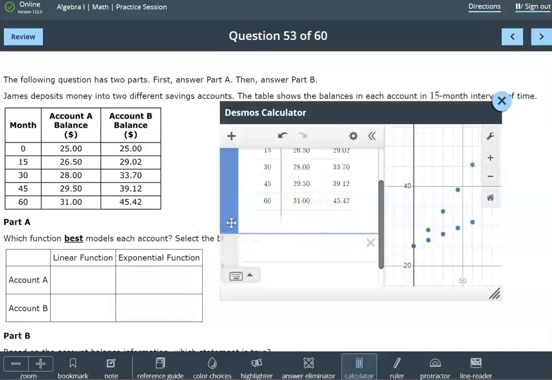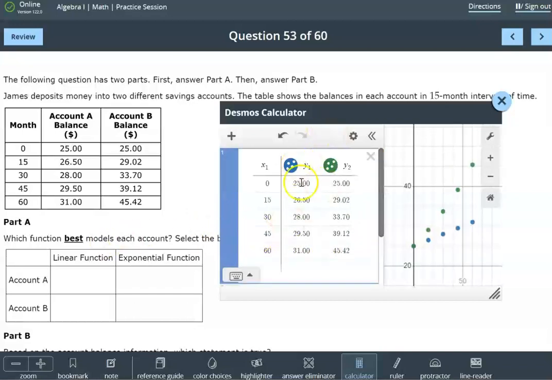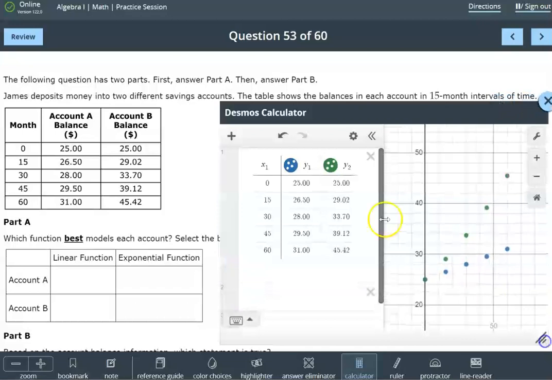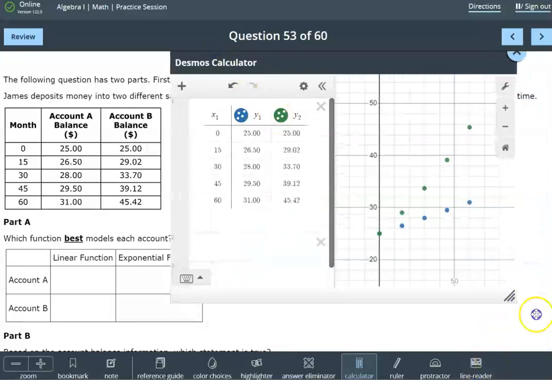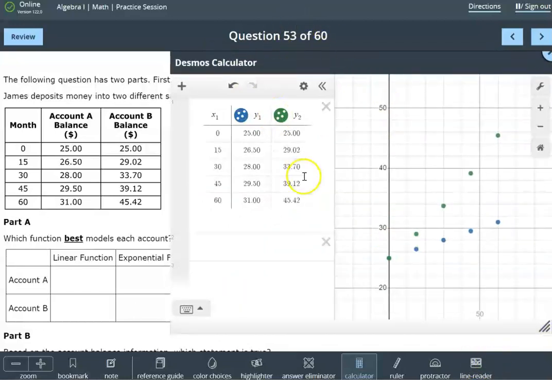The green on my calculator, that was my second, that's Y2, so account B, and my blue was account A. So the question is, which model best fits? Well, at first glance, I would say both of these look linear just from their appearance. They look kind of straight, but actually they're not. So we're going to look at the actual numbers to make sure of it.